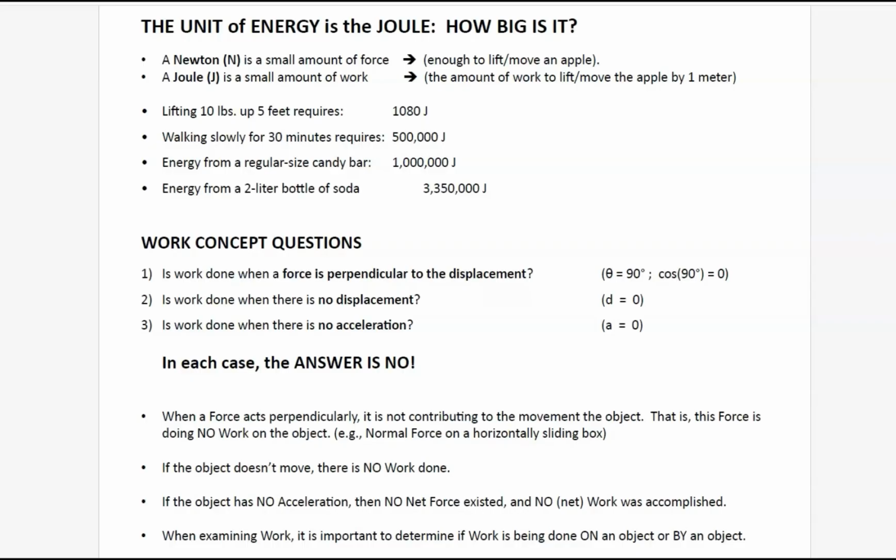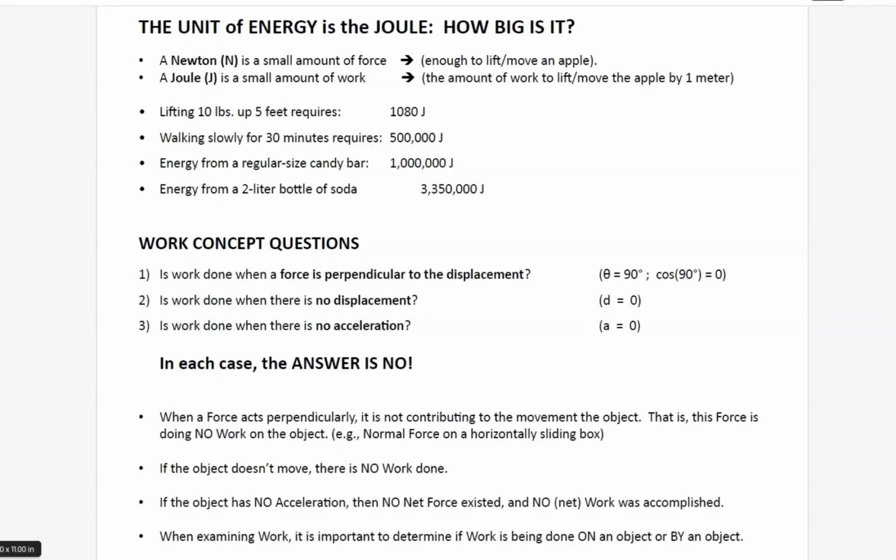Energy from a regular sized candy bar. I don't know if they still make regular sized candy bars. They keep getting smaller and smaller, but that would be about 1,000,000 joules. So you have to do a lot of work in everyday life to burn off 1,000,000 joules. The energy from a 2-liter bottle of soda, and I know a number of you drink 2-liter bottles of soda all the time, it's over 3 million joules.